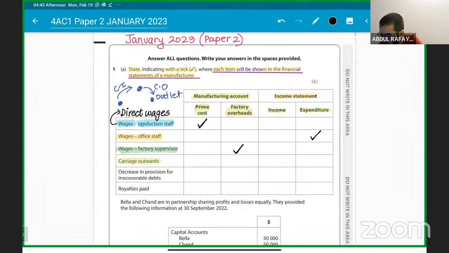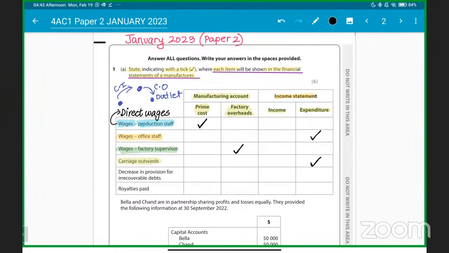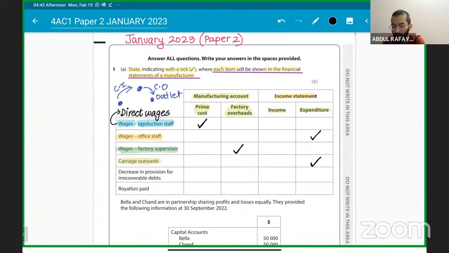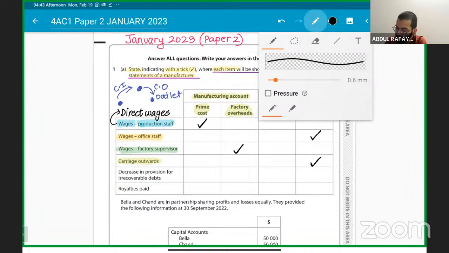So carriage outwards is part of the expenditure. Carriage outwards will be called part of the income statement expenditure, okay? Getting it clear? Following, understood? Carriage outwards, got it?